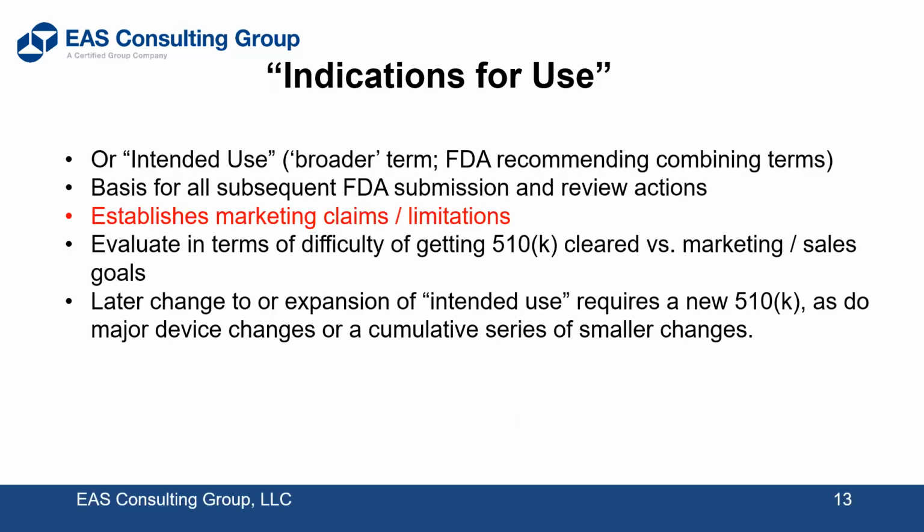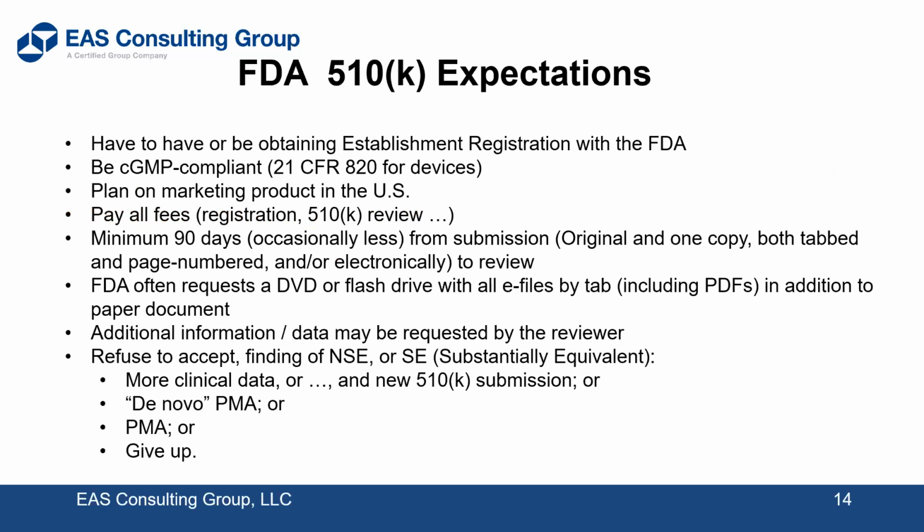As I mentioned, indications for use is a subset of intended use, but it's indications for use that goes on your labeling, and it is one of the tabs that's required in the submission of your traditional 510K. So the FDA expects that when you're submitting a 510K, you already have or are in the process of getting an establishment registration number from the FDA. You're registering your establishment as a manufacturer or a specification developer with the agency.